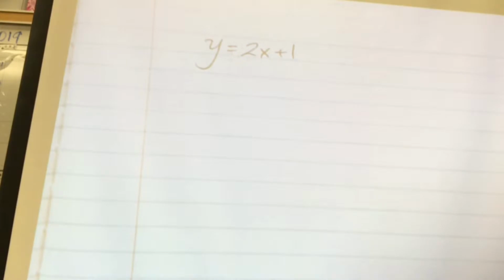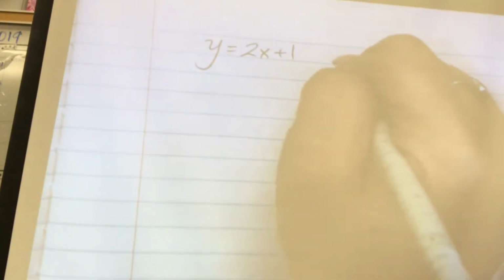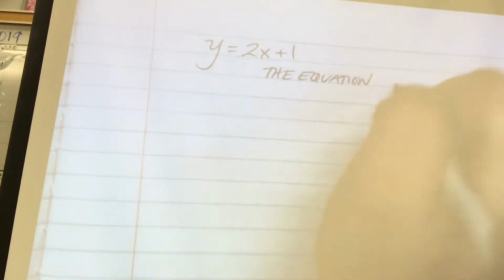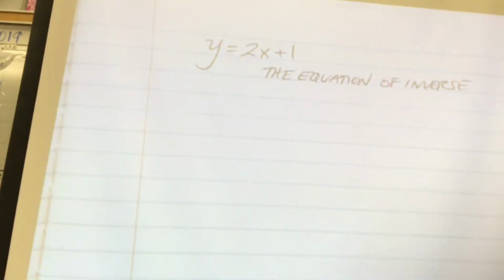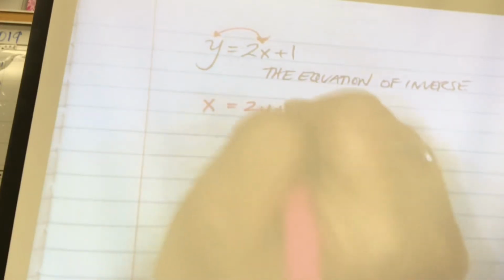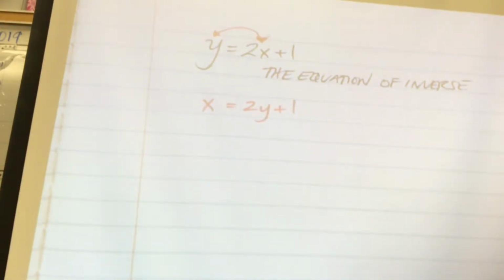So if I want to find the equation of the inverse, if f of x is 2x plus 1, so that's the same thing as y equals 2x plus 1, I want to find the equation of the inverse. First step is to switch my x's and my y's, so I'm literally going to switch these two letters. I'm going to copy it with the x equaling 2y plus 1. That's step 1.